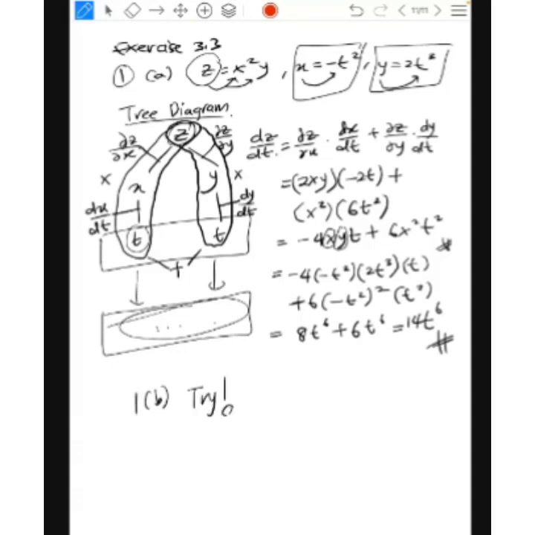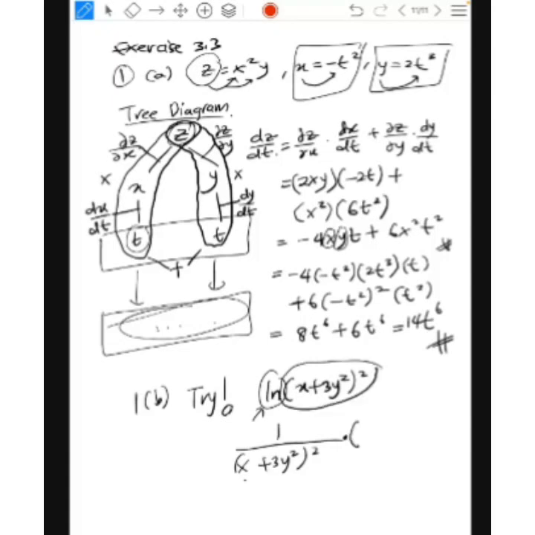Okay, but then I give you a sneak peek on the ln, on how to differentiate this ln. Okay, first of all, you have to differentiate ln ni dulu. So, dia akan jadi 1 over x plus 3y squared, squared. Okay, and then multiply. You differentiate apa? Differentiate yang ini pula. Tapi dia ada kuasa dulu kan. So, 2 times x plus 3y squared, the power will be 1.